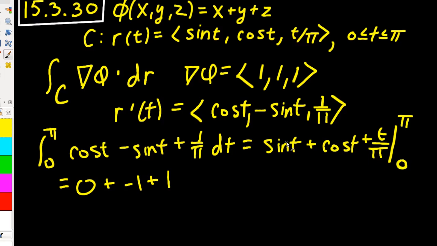Now when we evaluate this expression at 0, we get minus 0 plus 1 plus 0. And then we get 0 minus 1 as our answer.